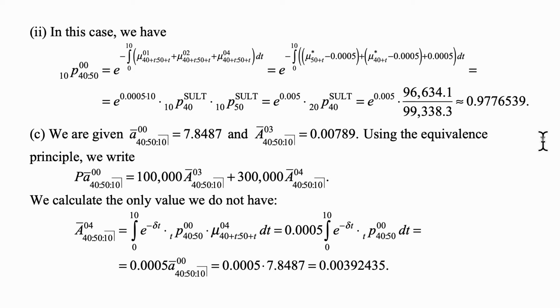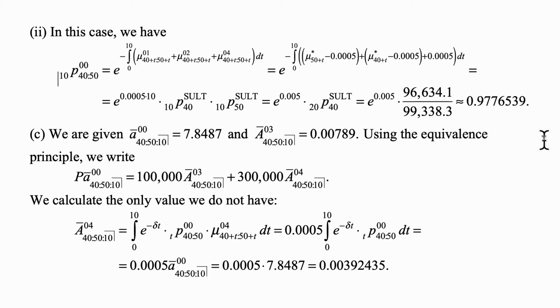0.9776539. For part C, we are given that A bar 40:50: angle 10:00 is 7.8487, and big A bar 40:50: angle 10:03 is 0.00789. So we use the equivalence principle and take the actuarial present value of the premiums equal to the actuarial present value of the benefits. And we get what you see here.